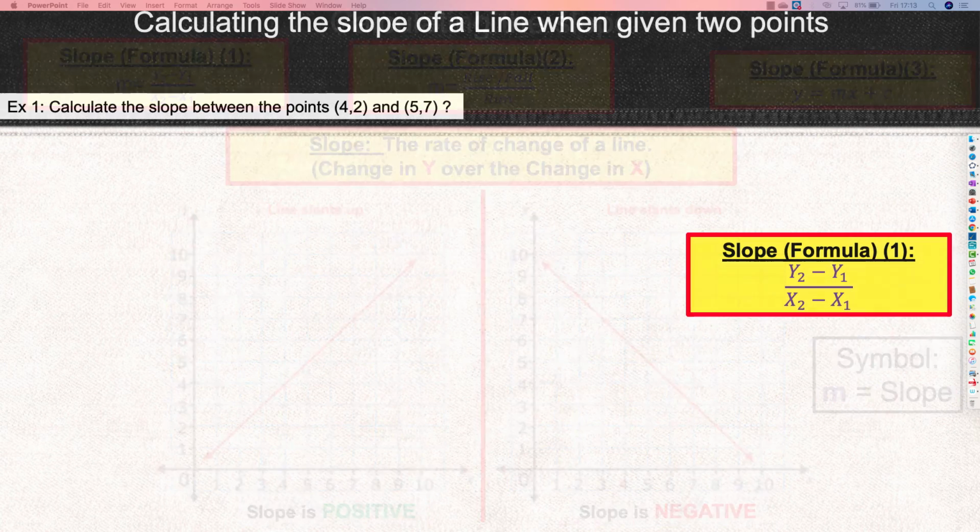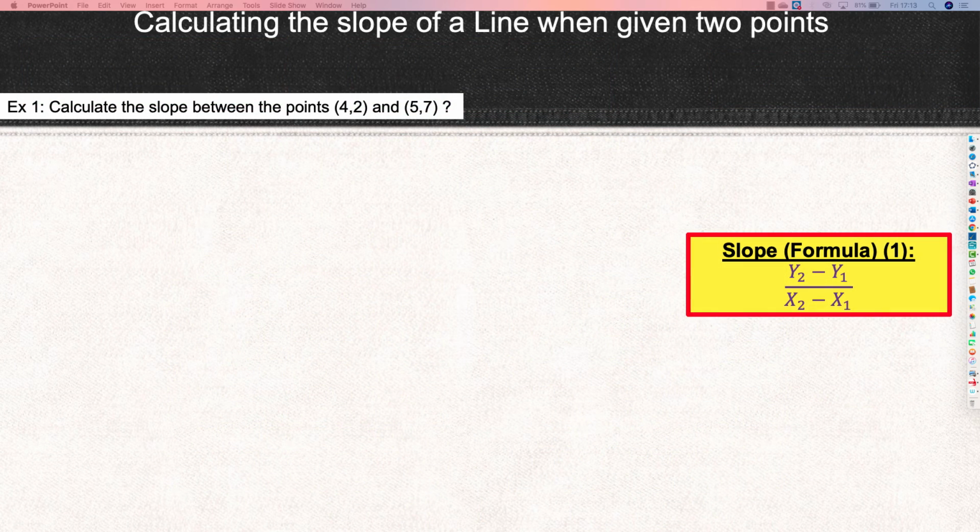So, first thing we look at. Calculate the slope between the points 4, 2 and 5, 7. If you're given 2 points and asked to find the slope, use formula number 1. In the logbook, it's the one right next to slope. It's the only formula in the logbook that's actually next to slope. There are 2 other formulas we use, but this is the one you use when they give you 2 points. Very, very easy. What do we name our points again?